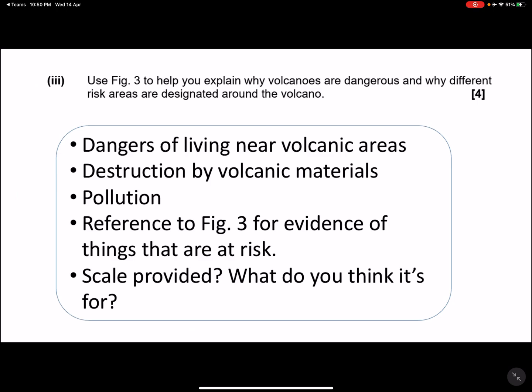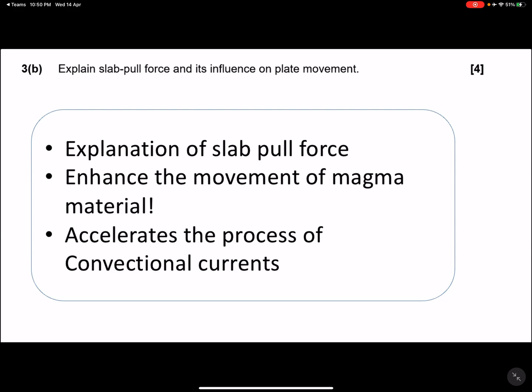Right, so once again, if you remember, if you look at the map carefully, they give you a scale, they expect you to use the scale to return some of the information back to them. Right, 3B, slab pull force, influence on plate movement. So you need to dig back into your repository of information. What is slab pull force?